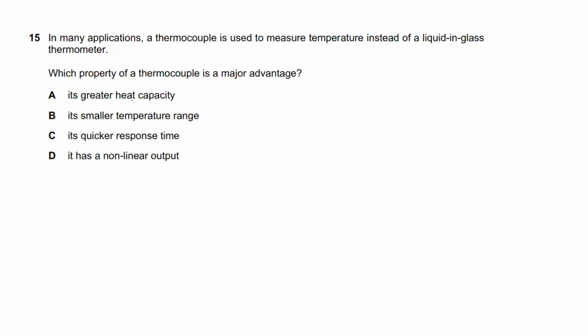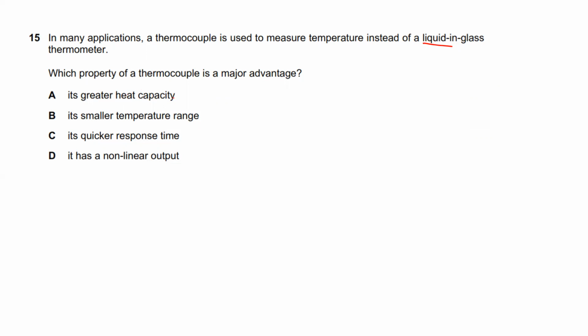Next question. Question 15, it says that many applications, a thermocouple is used to measure temperature instead of a liquid in glass thermometer. Which property of thermocouple is a major advantage? So remember, liquid in glass, it takes some time. It's slow, you can say not very quick in response to change in temperature. So generally thermocouples are used where we need a very fast response.